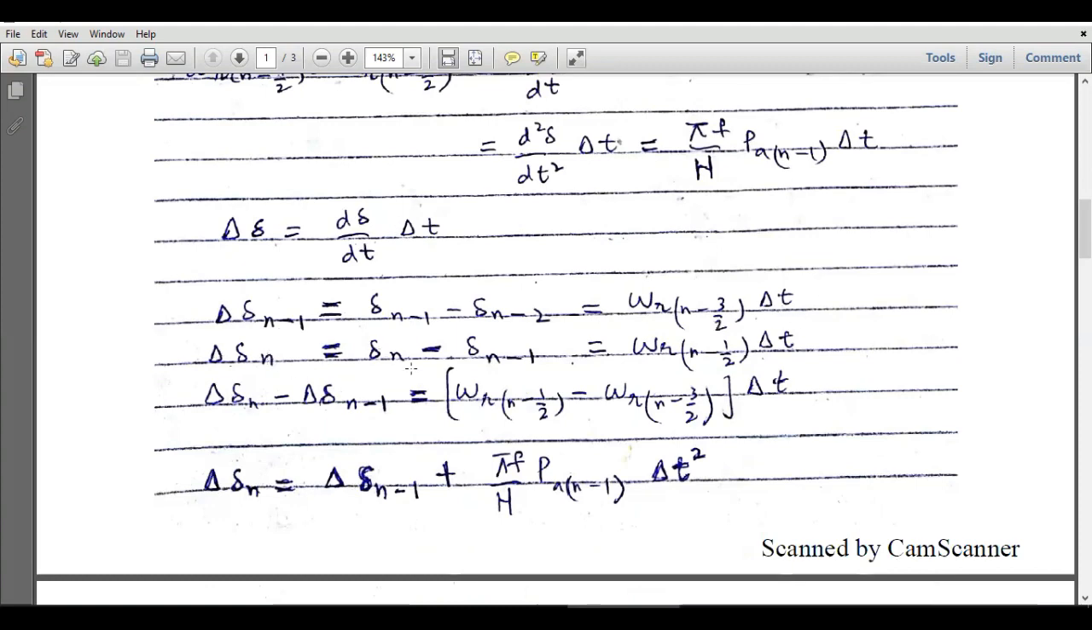Similarly, delta delta n is equal to delta n minus delta n minus 1. And in between these two values, we will have omega r at n minus 1 by 2 multiplied by delta t. And delta delta n minus delta delta n minus 1 can be evaluated by subtracting this equation from this equation, right? Delta delta n minus delta delta n minus 1 is equal to this minus this. So omega r at n minus 1 by 2 minus omega r at n minus 3 by 2 multiplied by delta t. And delta delta n in this case will be equal to delta delta n minus 1. So this will be positive after moving it to the right hand side.